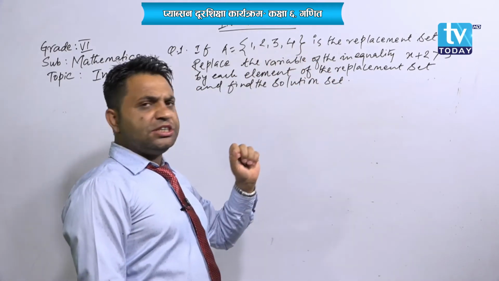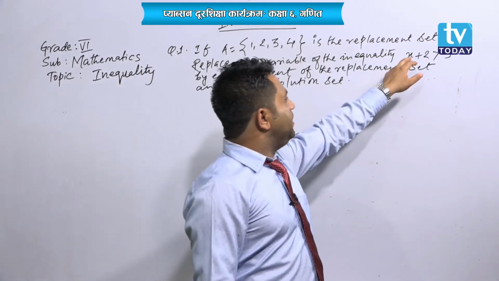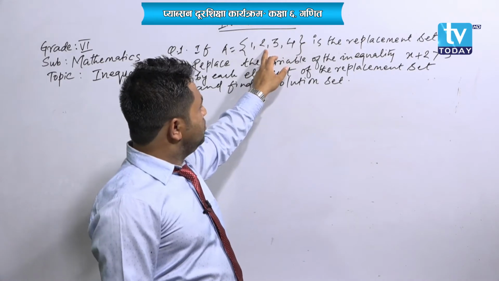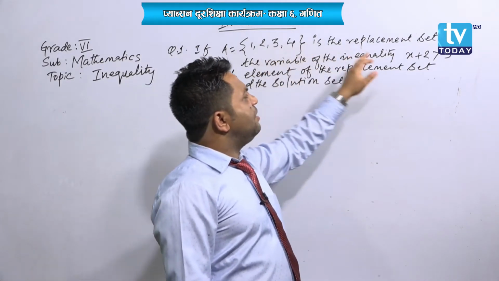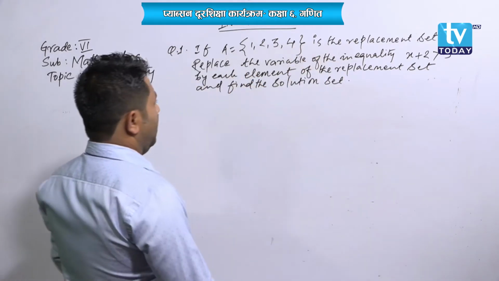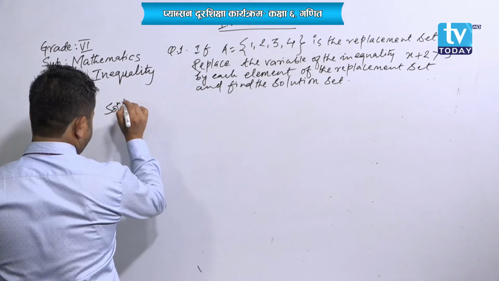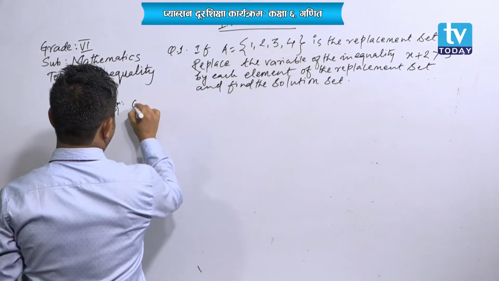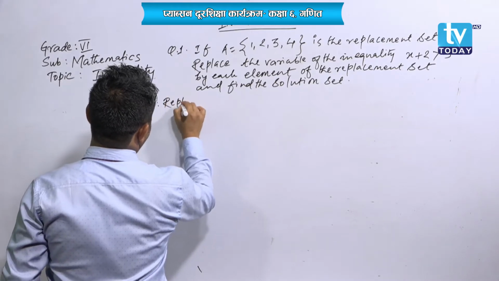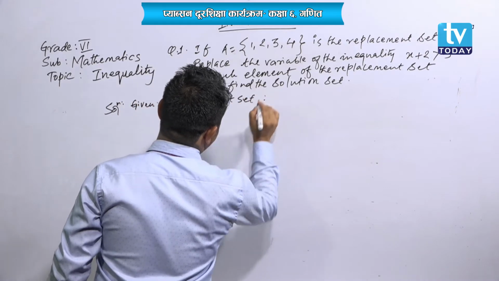Question here it is, if A equals to 1, 2, 3, 4, it is the replacement set. Replacement set means we have to replace the value of x first time by 1, second time by 2, third time by 3, and fourth time by 4. Solution, how to do, please see here. Here we have the replacement set.